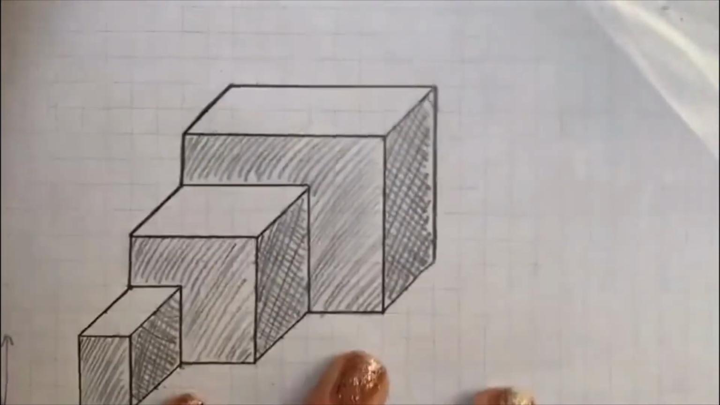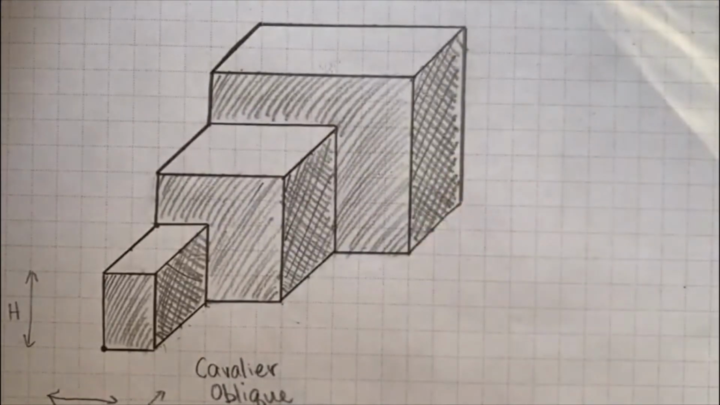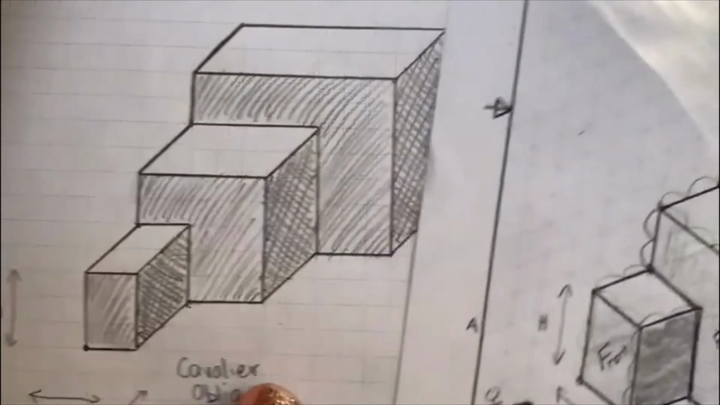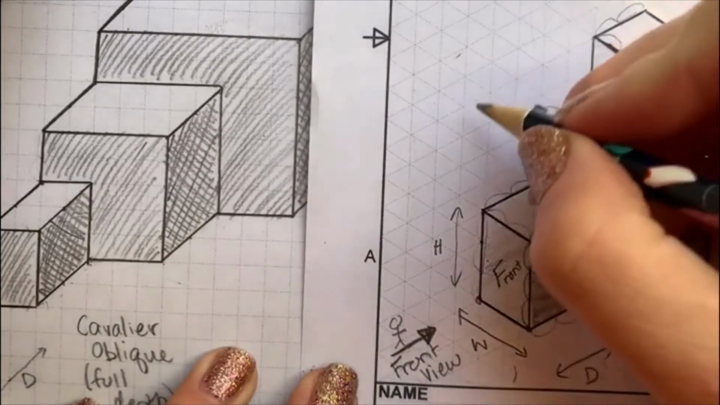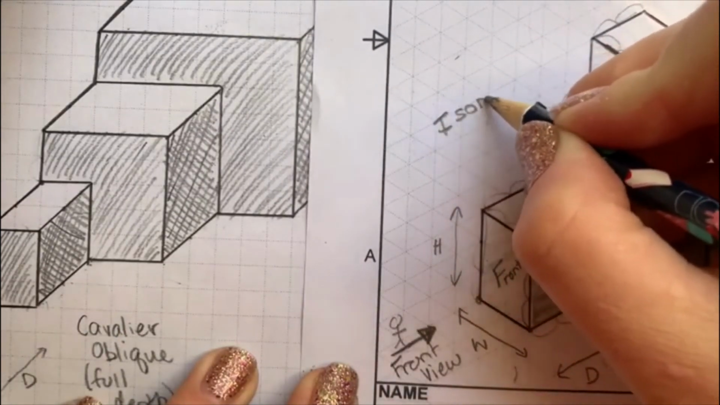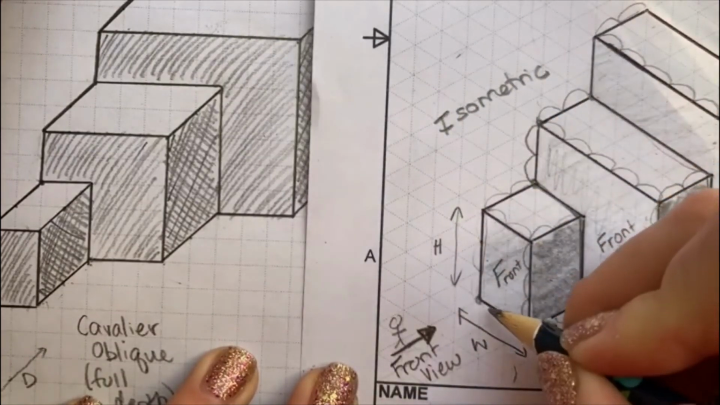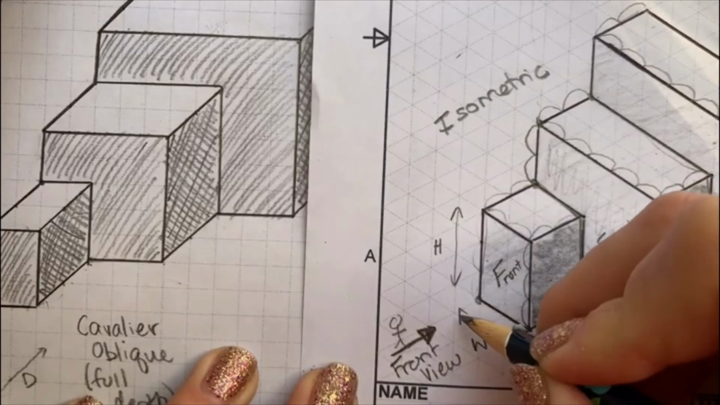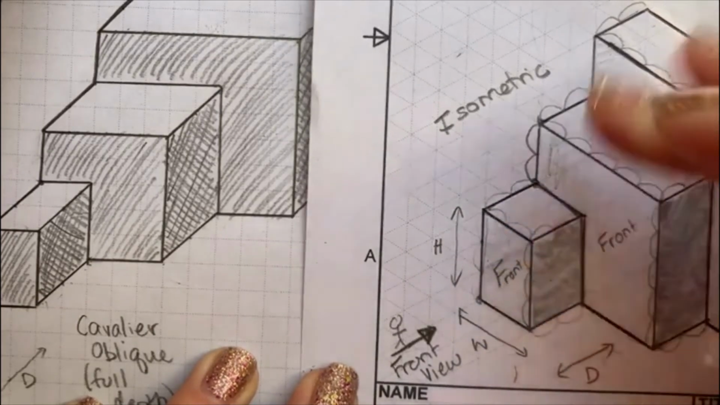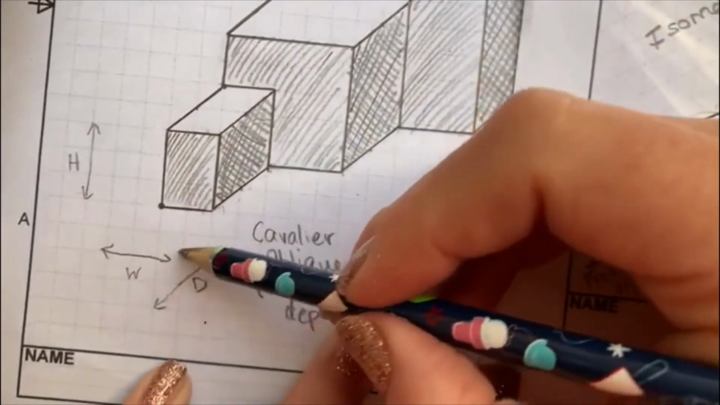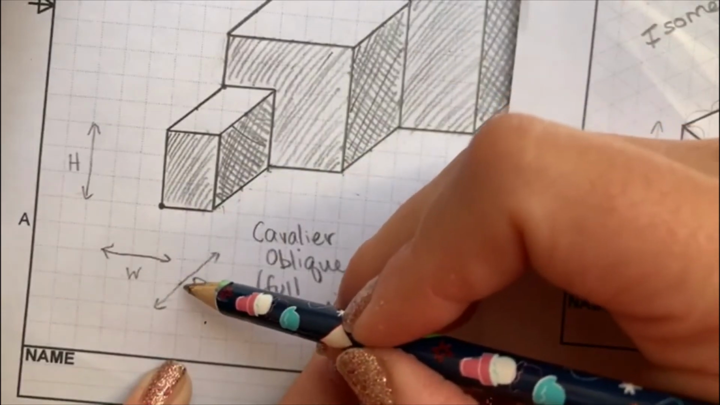And here is our oblique, our Cavalier oblique, because it is full depth. And you can kind of compare it to our isometric drawing. So again, isometrics over here, they have angled edges when going in the direction of width and depth, right? Height still goes up and down. Oblique, width is horizontal. Height is still up and down, but the only thing that goes at an angle is going to be the depth.